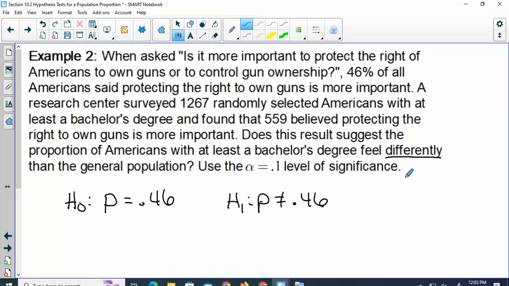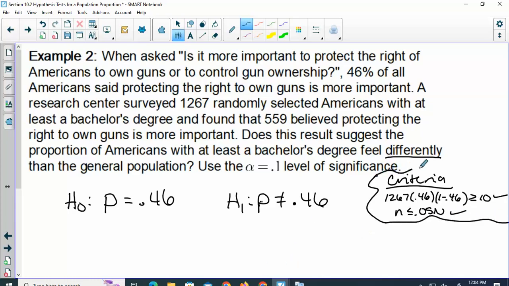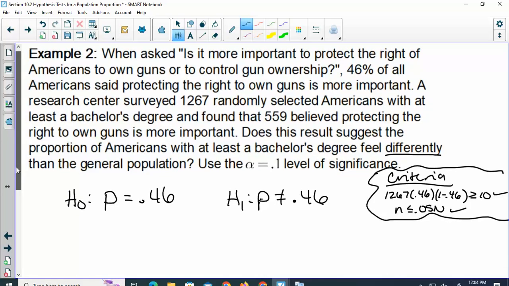What do we need to check here? Criteria. Okay, my n is 1267, p is 0.46, and n times p times 1 minus 0.46 has to be greater than 10. And that one is, and then our sample has to be less than 5% of the total population. Would 1,267 be less than 5% of the American population? So criteria is good. That means we can proceed with turning this into a normal function.